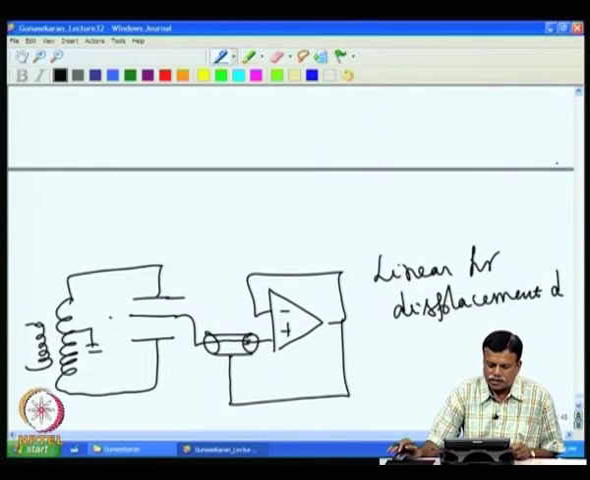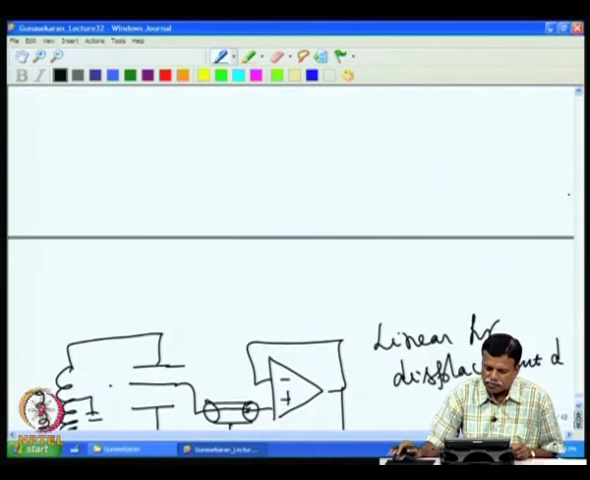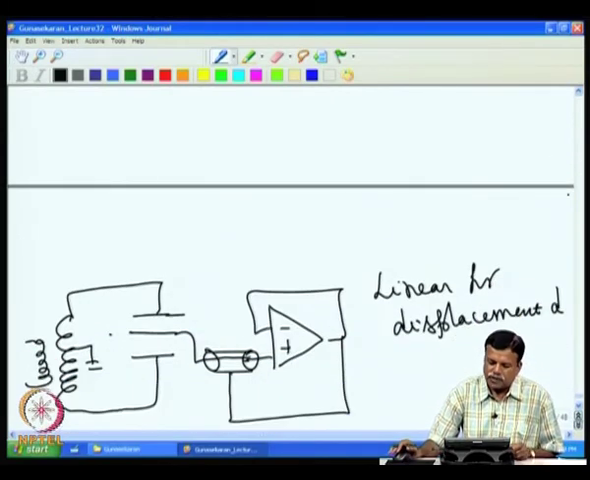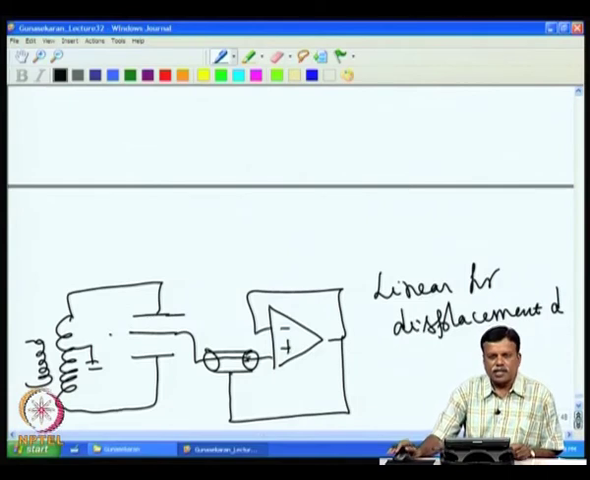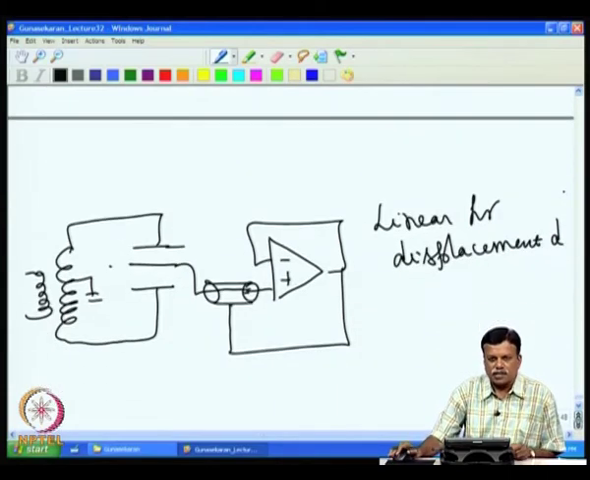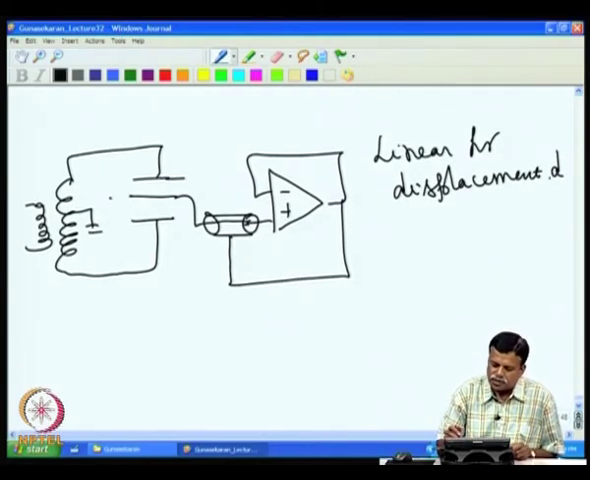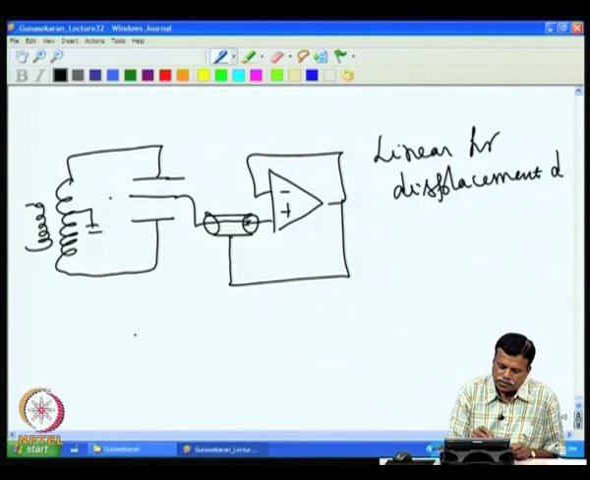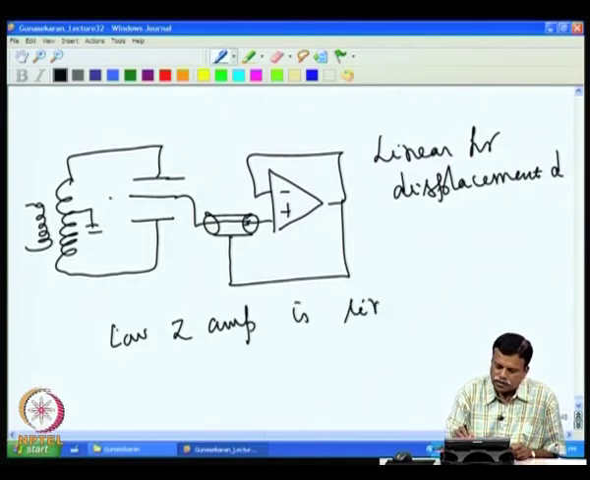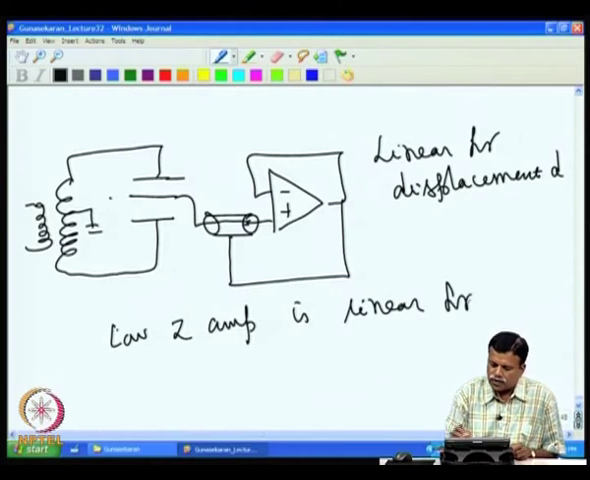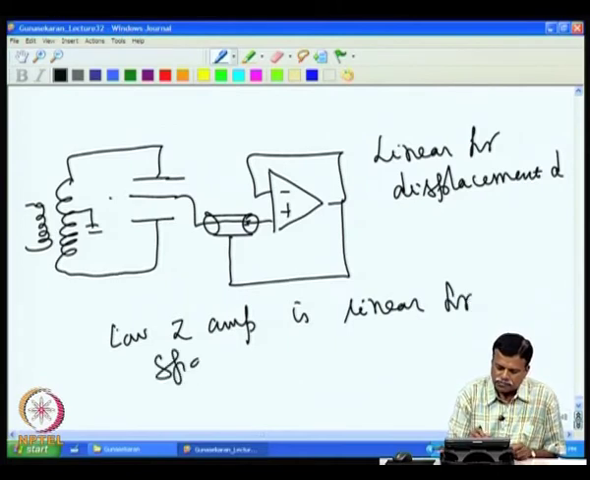So, that is why it is very popular, because the non-inverting amplifier was linear for area variation, whereas this non-inverting amplifier is linear for displacement d, and then this inverting, that is low Z amplifier, is linear for space variation.